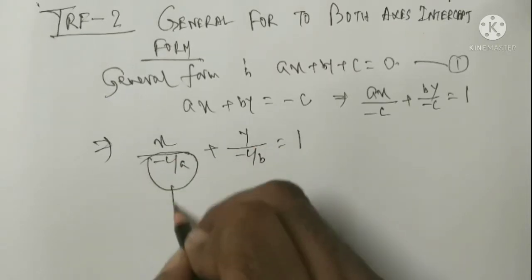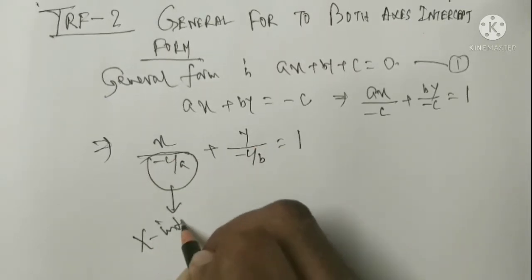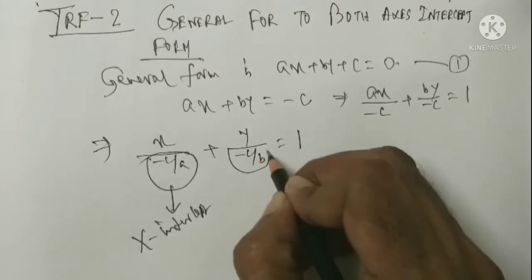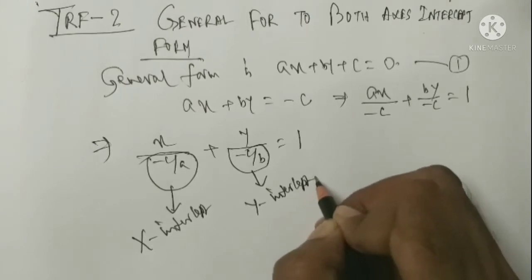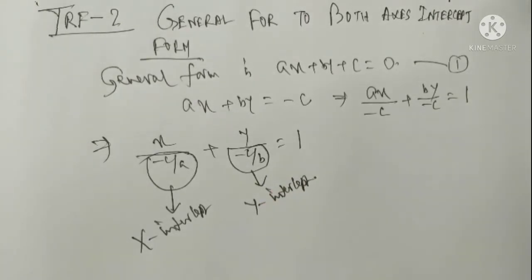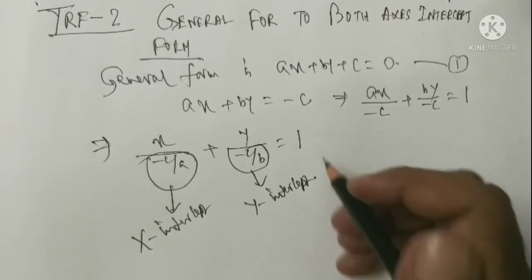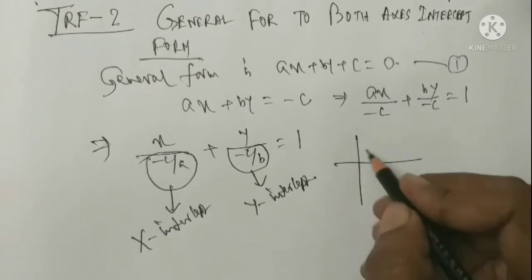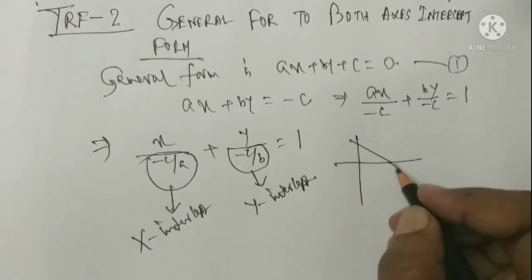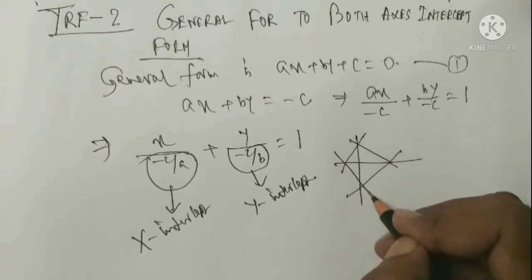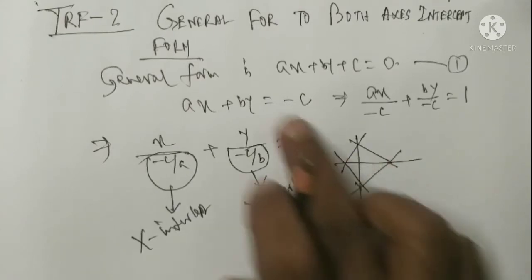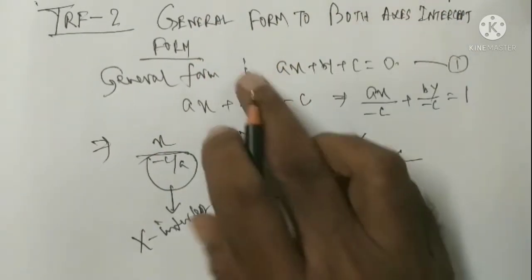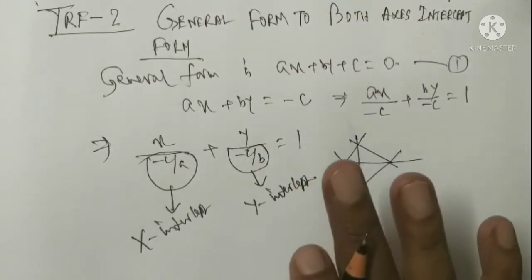This part is x intercept, and this part is y intercept. Here the form of straight line is in the form x by a plus y by b equals to 1. Either this is figure, or this figure, or this figure, or this figure. In this form we can establish this form. That is general form to both axis intercept form has been completed here.